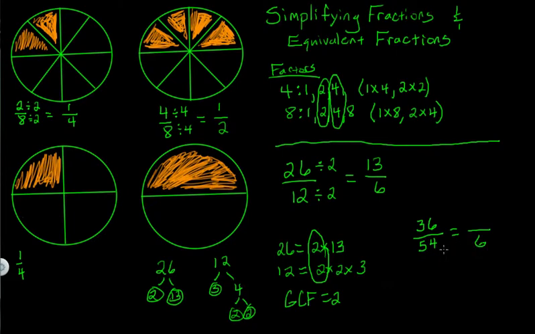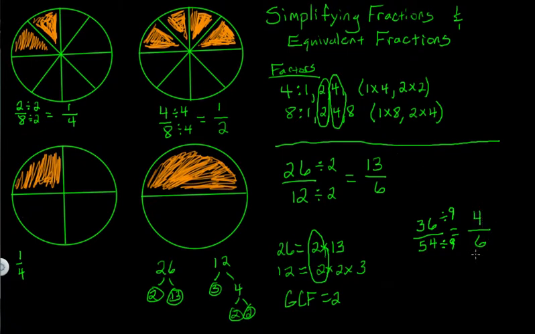So we have to say, what is the factor that will give us 6 from 54? Basically, 54 divided by what is equal to 6? And that's 9, because we know that 9 times 6 is 54. So 54 divided by 9 gives us 6. So 9 is our common factor. We can also divide 36 by 9 to get our final answer here, which is 4.